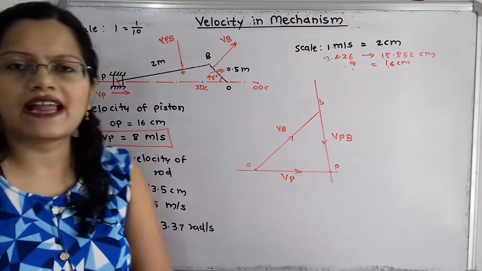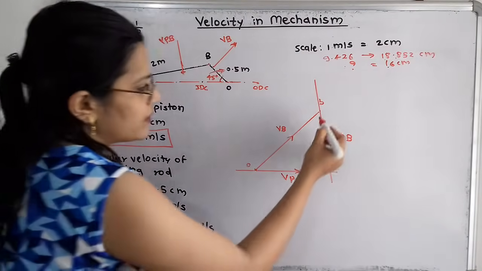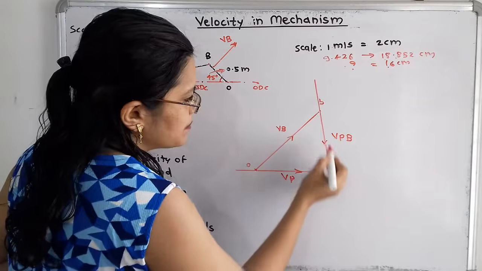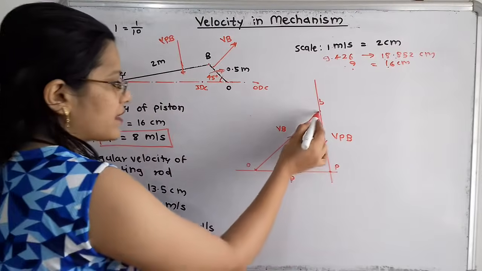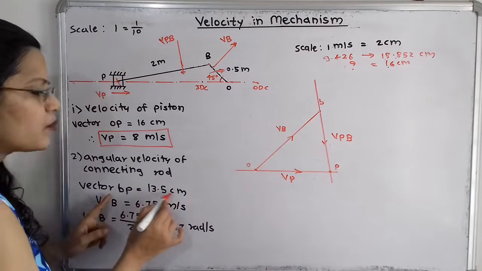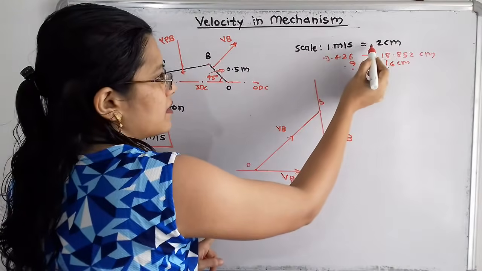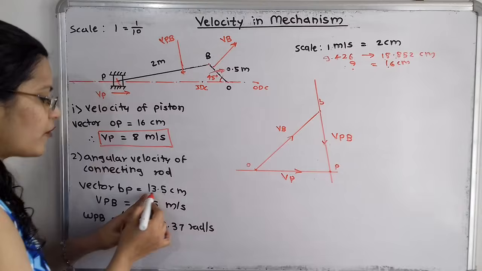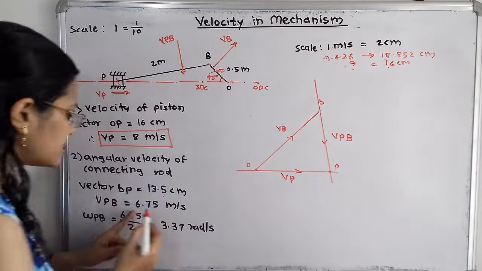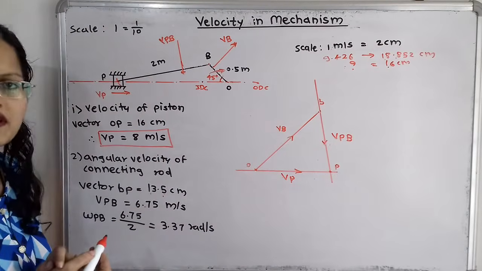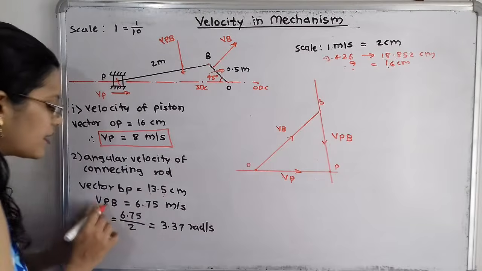So first we will calculate the linear velocity. What is the measurement of this length BP? If we observe the vector BP, it is equal to 13.5 centimeter. With this scale, 1 meter per second is equal to 2 centimeter, so for 13.5 centimeter it is 6.75 meter per second. So this is the linear velocity.